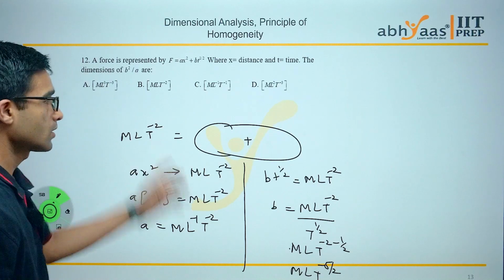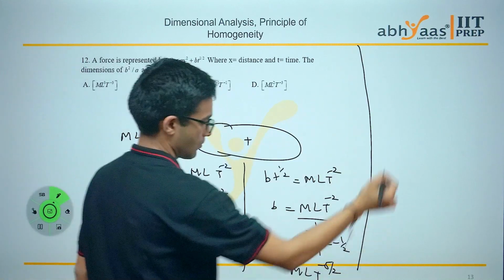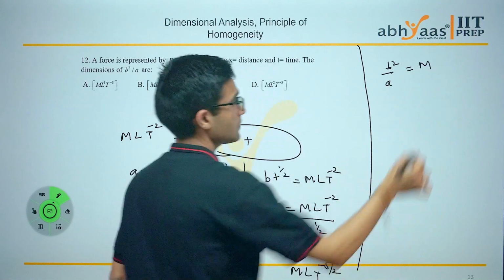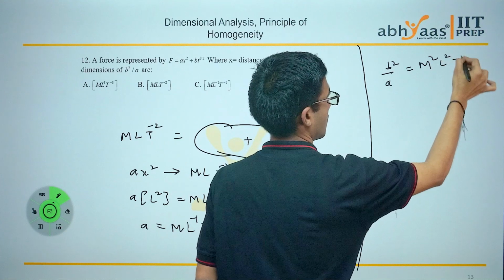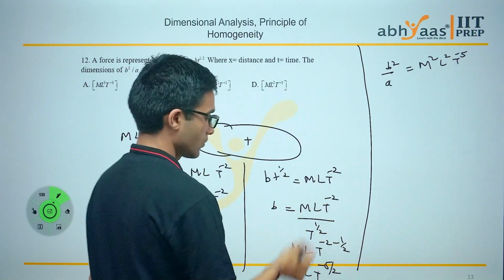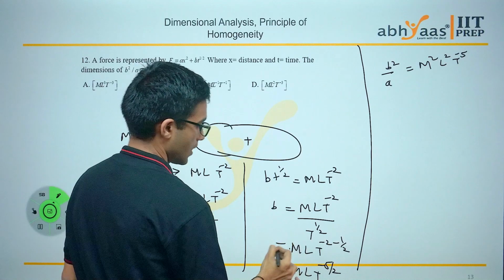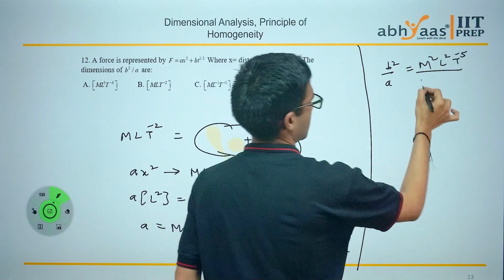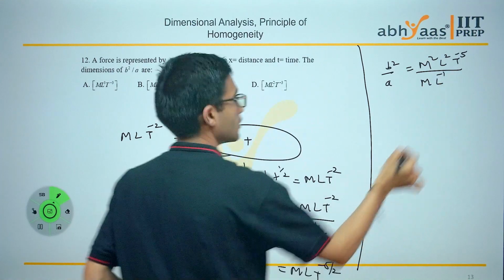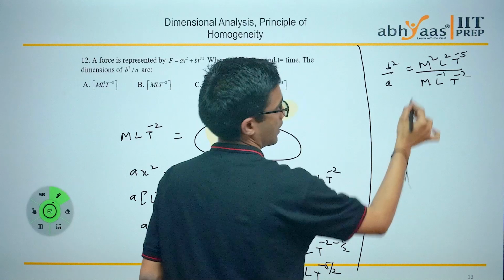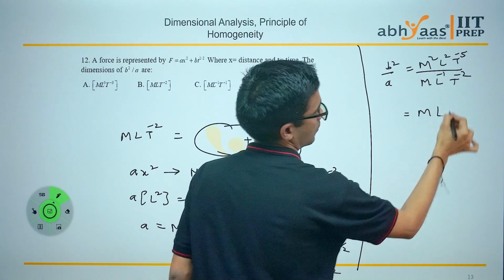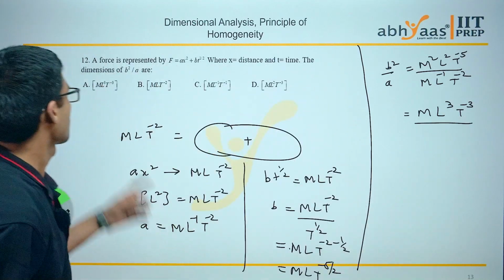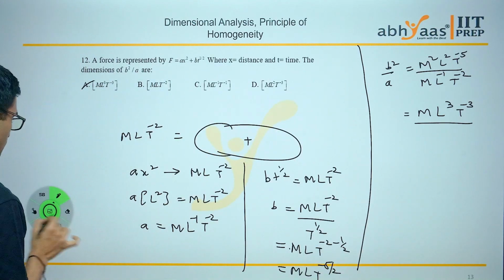Okay. So what do you have to calculate? B square by A. Squaring B, what will you get? M square L square T power minus 5, divided by A. A is M L power minus 1 T power minus 2. So one M cancels, we get M L cube T power minus 3. That option is A. Okay.